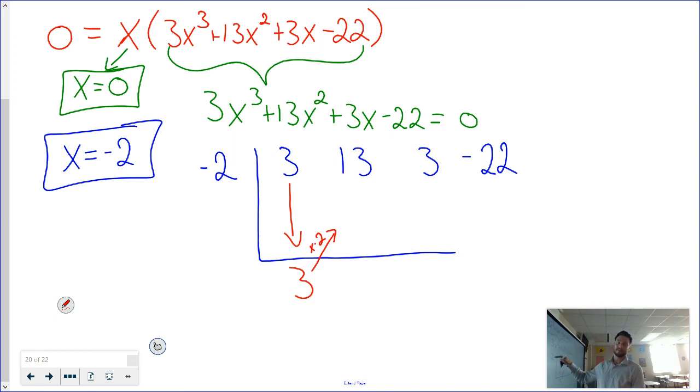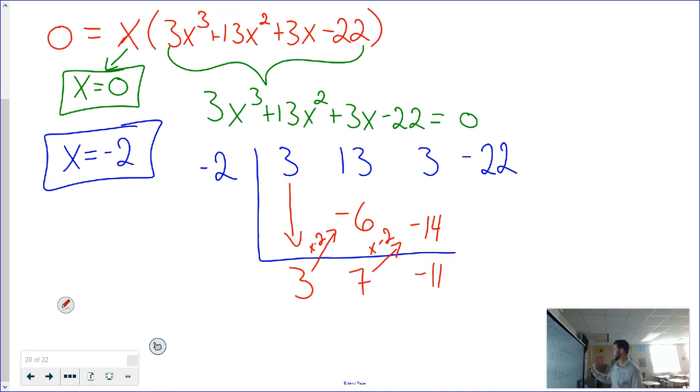If we take that outside value there and multiply it by the bottom, we'll get -6. 3 times -2 is -6. Then we add down. So we drop the first one, we multiply, and then we add. 13 plus -6 is what? 7. Great. -2 times 7. So once again, we say times -2. That would be a -14. If I add these together, I get -11 down here.